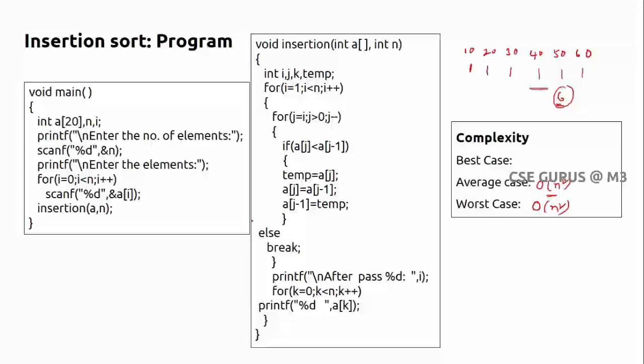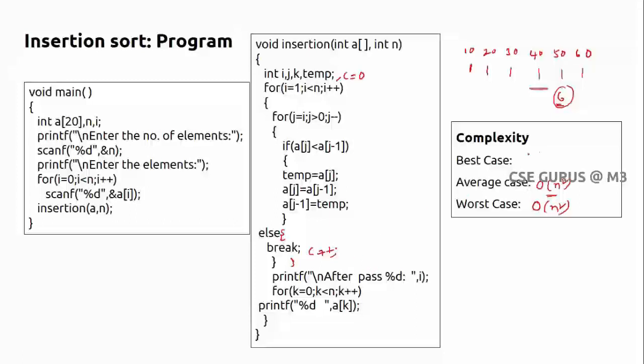So how to check this one? I'll take a count variable. Count initially 0, and whenever it reaches the else part, I'll count it as count++. Finally I'll check how many counts there are. That count you can check, and if count is equal to the n value, then you can say that it is already in sorted order. So like this we can write it anyway.